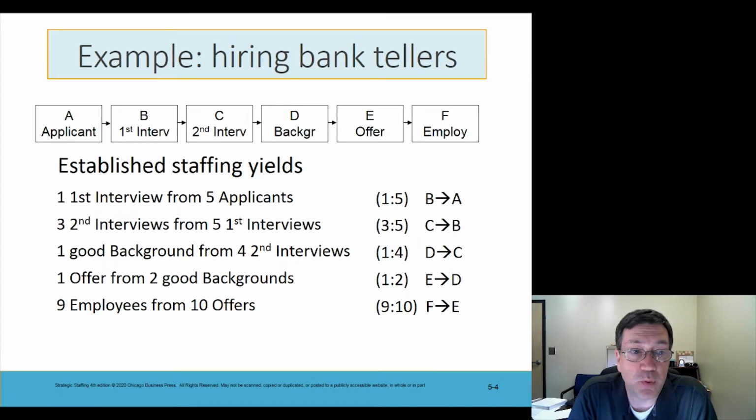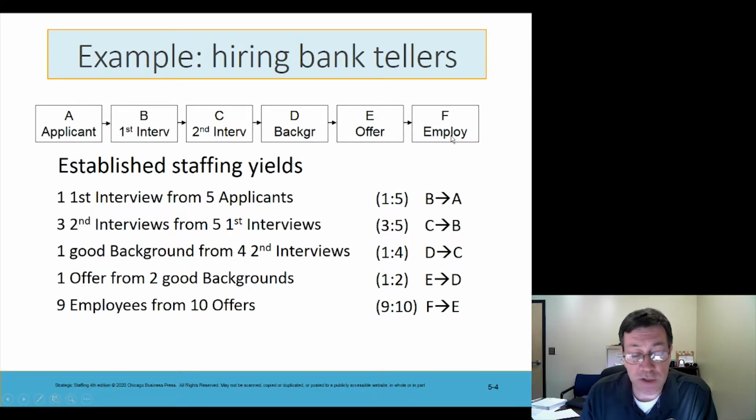So we're narrowing the pool a good bit already. And then we find traditionally that for every 4 people who have a second interview, we make 1 background check. So it's a 4-to-1 relationship. Then we move to the 5th stage. Of every 2 people who have a background check done, we have 1 job offer. And then the final stage is that for every 10 job offers we make, we have 9 people who become employees because they accept that offer. So we have relationships, staffing yields, of 1 to 5, and 3 to 5, and 1 to 4, and 1 to 2, and 9 to 10.